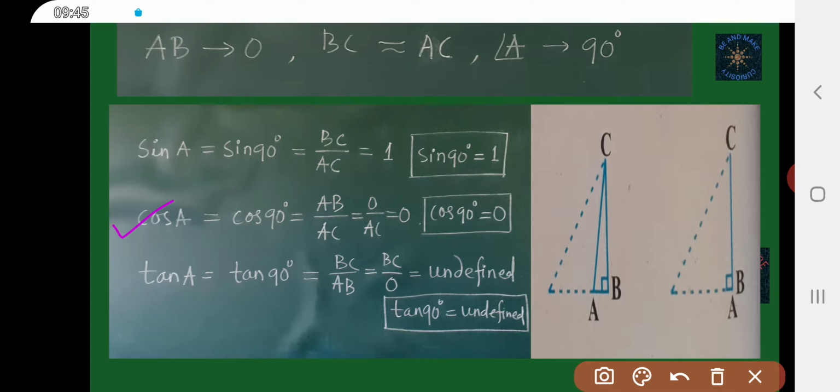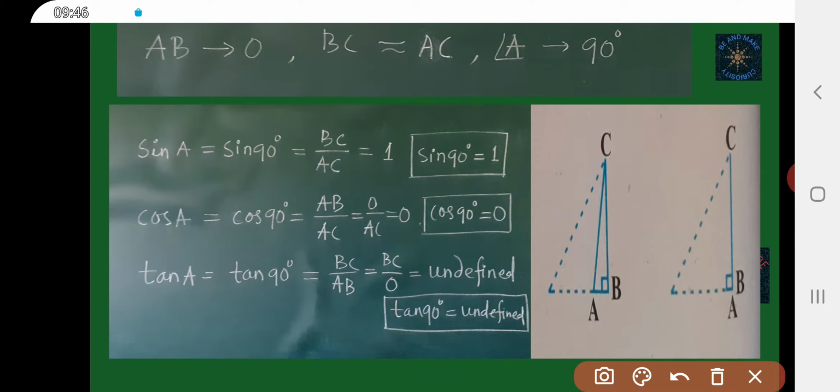Now come to cos A. For cos A, it is base by hypotenuse. The base is AB and the hypotenuse is AC. So AB by AC. And you know BC is approximately 0, so 0 by AC is equal to 0, and cos 90 degree is equal to 0.